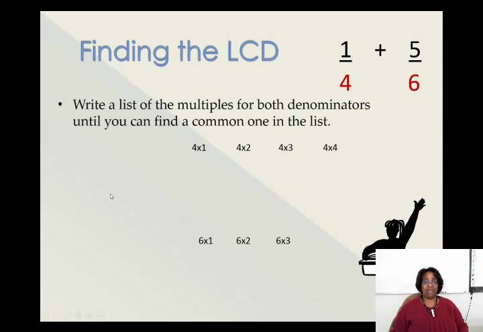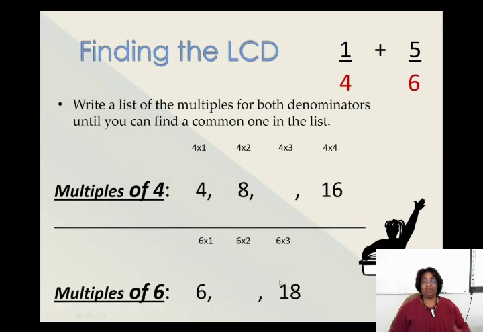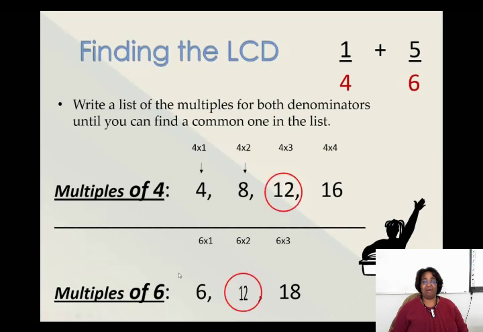Let's do the traditional way of finding multiples. We need to find the multiples of 4 and the multiples of 6. And what we do is we write these multiples down until we find a number that they both have in common in the list. Now remember, with the multiples, all you do is you take the number, that's your denominator, times it by 1, then times it by 2, then times it by 3, then 4, and so on. Then you do the same thing for 6. 6 times 1, 6 times 2, 6 times 3.